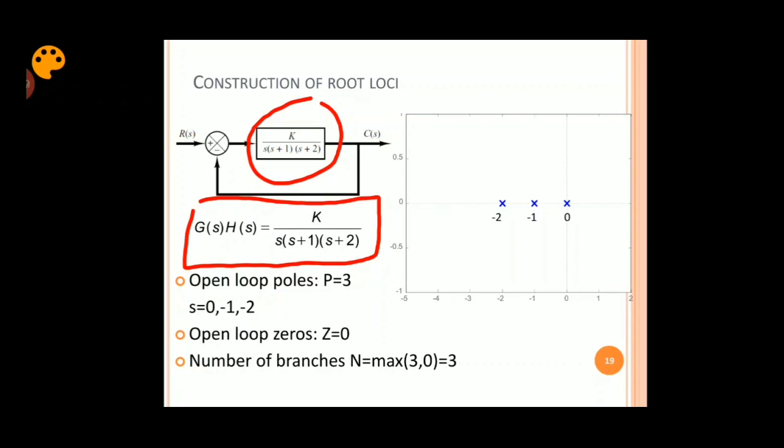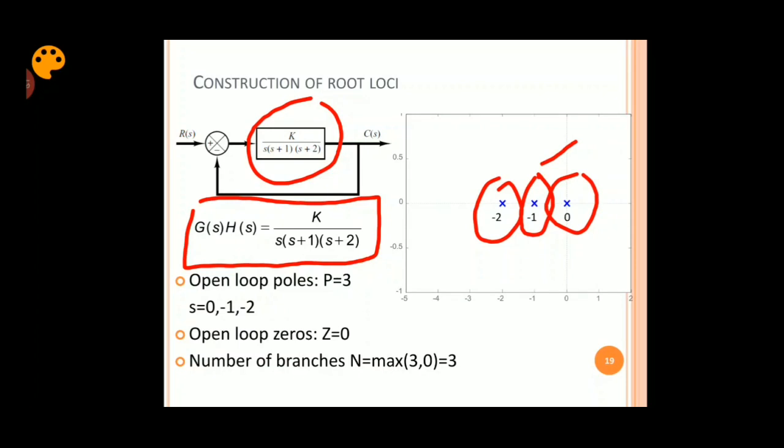Now what does the first step say? That I need to first mark the open loop poles and open loop zeros. As the numerator does not contain any S term, there are no zeros, and the denominator is S into S plus 1 into S plus 2. So clearly there are 3 poles, one at 0, one at minus 1 and one at minus 2. I think you already know the poles are always represented by a cross mark in the S plane. So these poles are marked in the S domain.